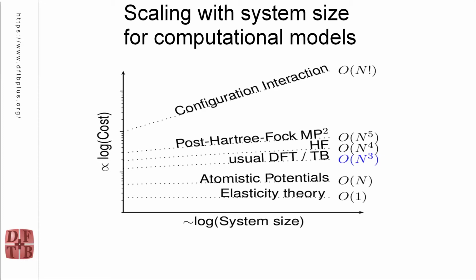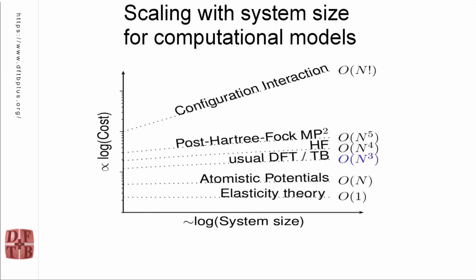Obviously, this is a method that is fitted from a whole hierarchy of things below it, and so you have to stay within the regime where it's applicable. Going to a more atomistic model, the typical costs for these kinds of techniques, and this is things like interatomic potentials, scale with the system size in a linear manner. So double the system size, double the cost.